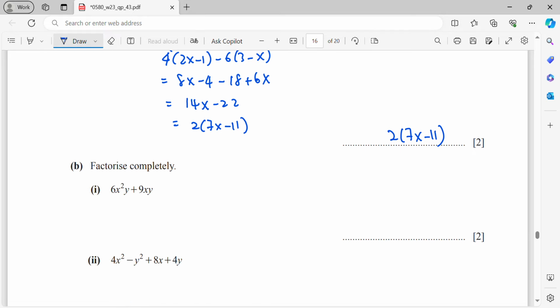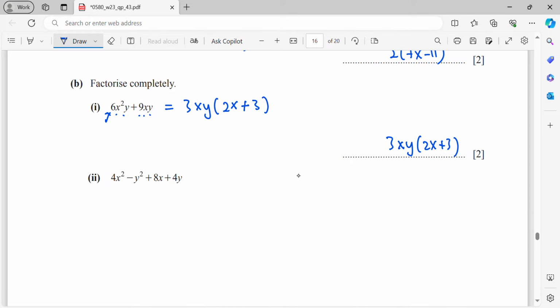Now part B, factorize completely. For 6 and 9, the common factor is 3. You have xy in both terms, so I factorize xy. Once you have factorized 3 from 6, it leaves 2. And for x squared, once you factorize x, degree 1, I have x left. The y has been taken out. Then for 9xy, we factorize 3xy, which leaves 3. So your factorization will be 3xy times 2x plus 3.